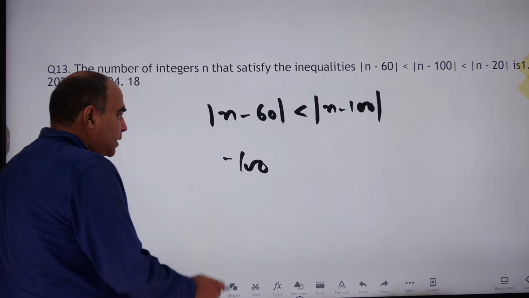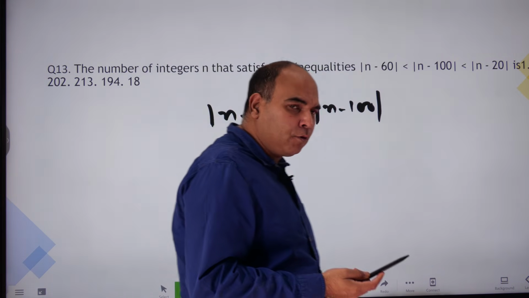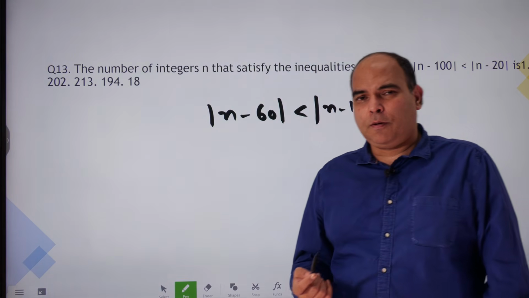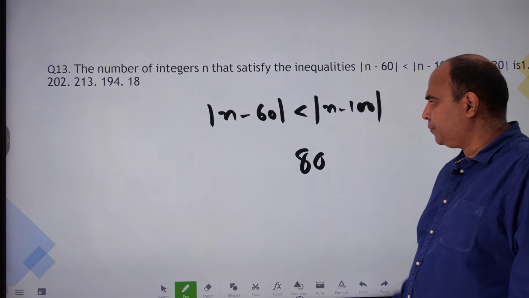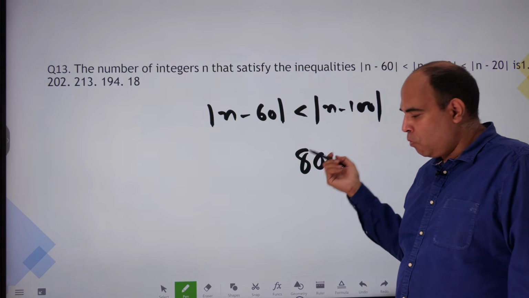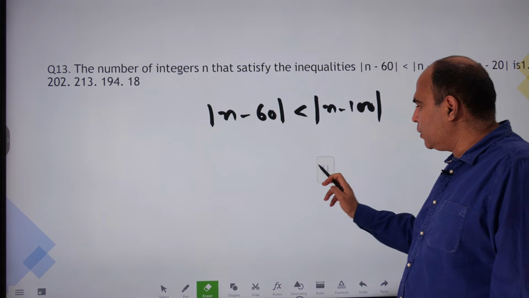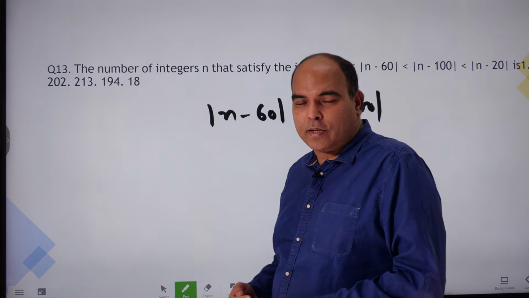And then when you go from 60 to 100, you should be able to easily spot by simple logic the point at which it's going to be equal. N equals 80 very obviously gives you 20 and 20. So you just need to check what happens at numbers like 61, 62, 81, 82, 83 and so on.